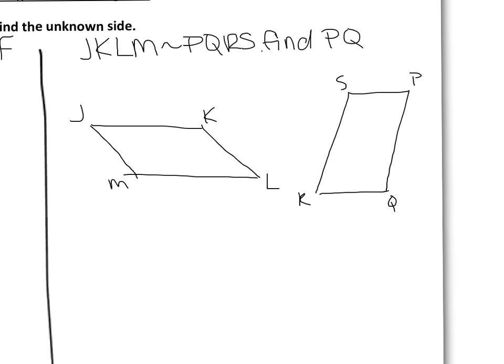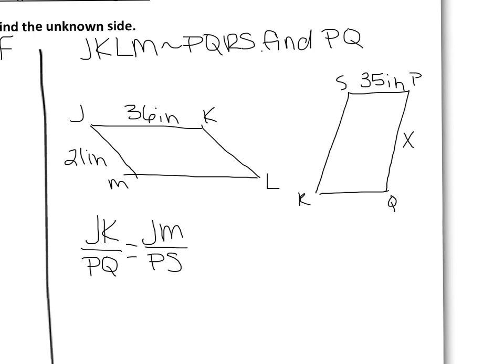Okay, and the information we're given: JM measures 21 inches. JK measures 36 inches. SP measures 35 inches. And PQ, which is what we're looking for, we're going to label that with an X. Okay, so I want you guys to pause the video, and I want you to set up the corresponding sides relationship that we need in order to set up a ratio. Then go ahead and play the video. Make sure you set them up right before you move on.